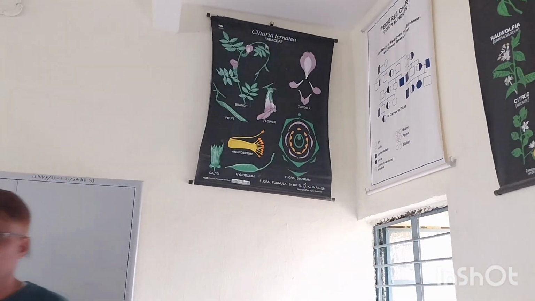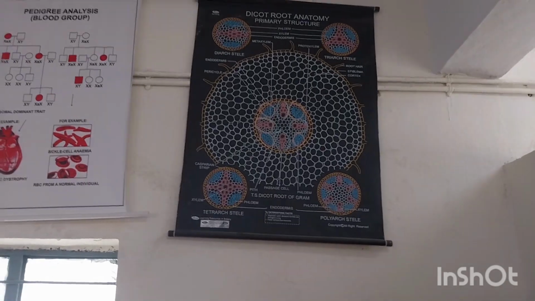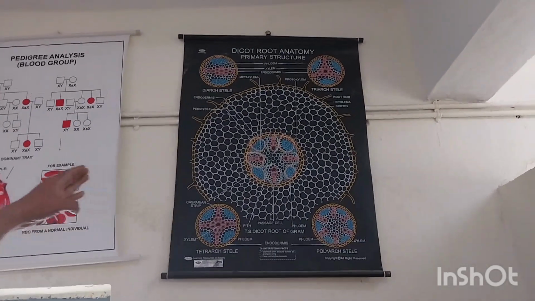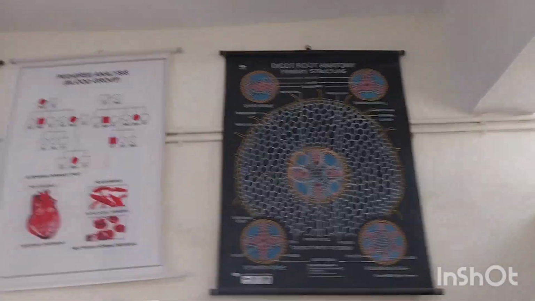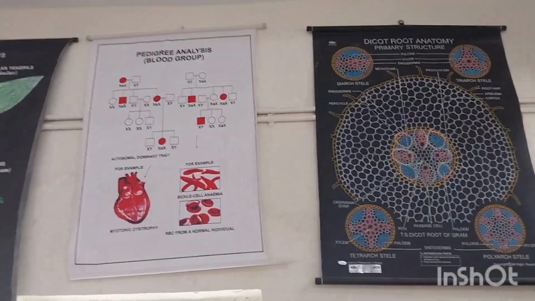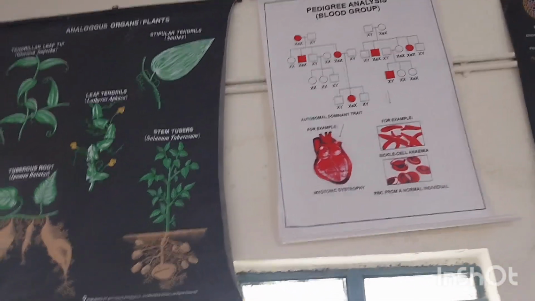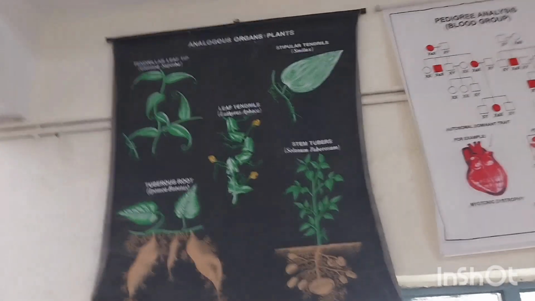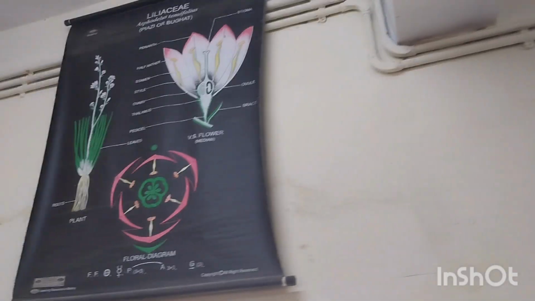After that, here dicot root anatomy. Dicot plant root inside structure we can see. Cortex, endodermis, pericycle, different parts of this dicot root. Here the pedigree analysis, blood group chart. Here analogous organs in the plants. Here one family of plant, Liliaceae, structure of flower and different parts. Here again analogous organs in the animals.